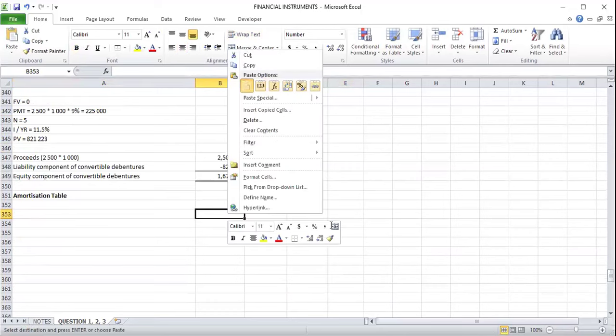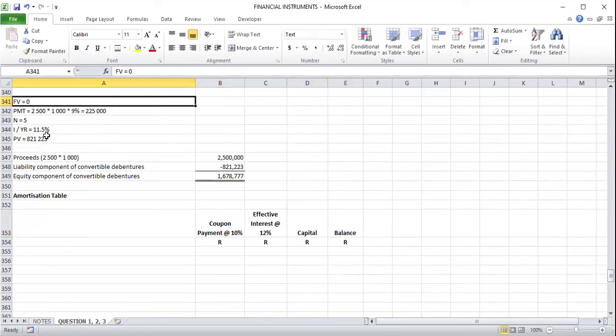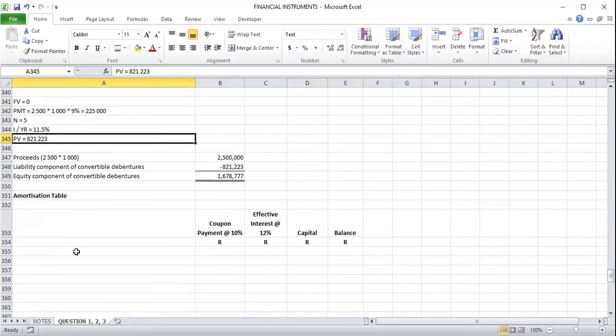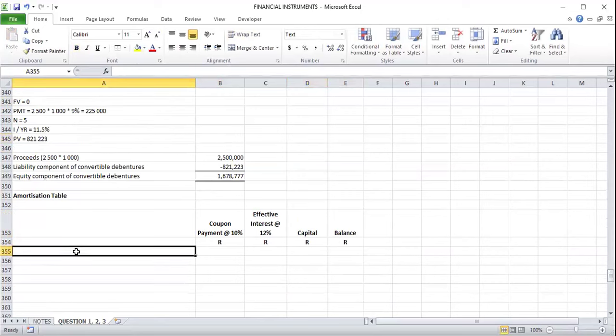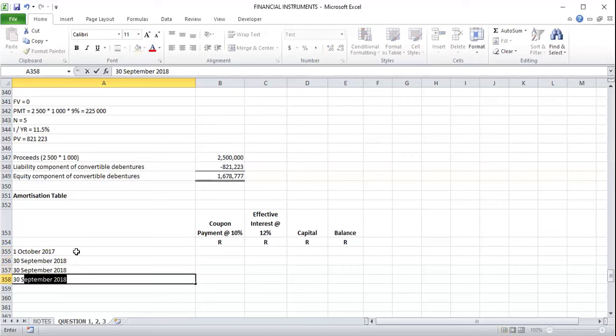Here I don't have growth. I simply have the repayment of capital. Why? As you can see, the FV is less than the PV. So there's no growth. So we have 1 October 2017, 30 September 2018, and so on.